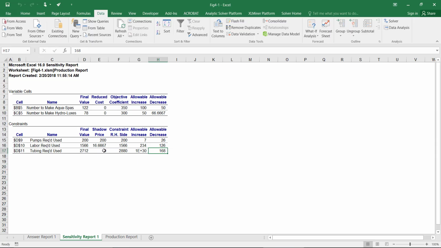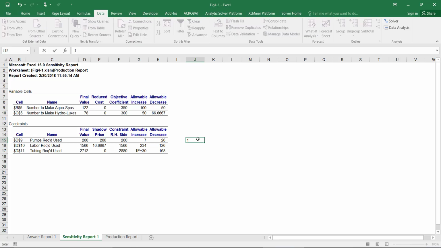So remember that the shadow price for a non-binding constraint is always 0, and a change of the right hand side of the non-binding constraint in this range, in the allowable range, is not going to change the objective function's value. Shadow price has very important information for us. Let's say we want to introduce a new product for this company, and the product is going to take 1 pump, 8 hours of the labor, and 13 feet of the tubing. So we want to decide whether adding this product is helpful or not.